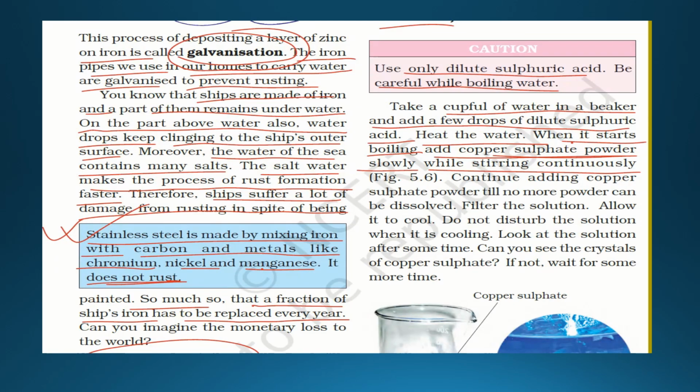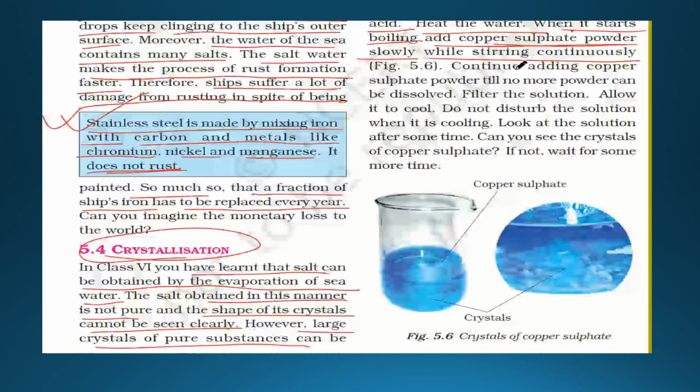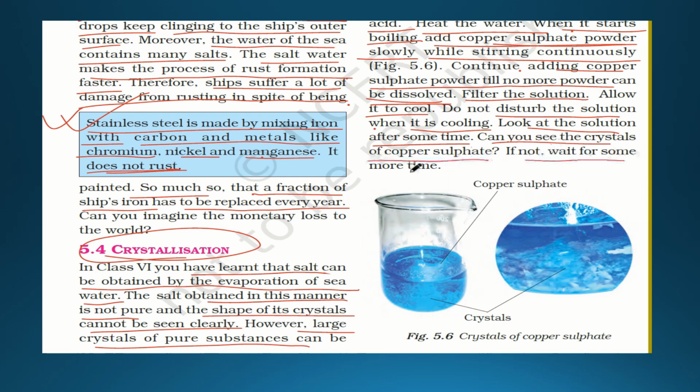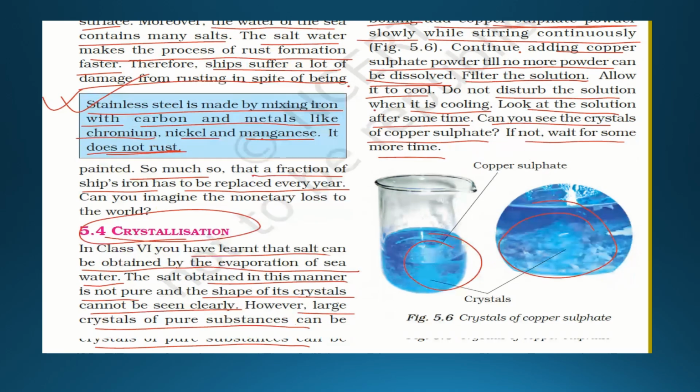So you have taken a cup full of water with a few drops of sulfuric acid, and then you add copper sulfate powder when the water starts boiling, and you constantly stir the solution, right? Now continue adding copper sulfate until no more powder dissolves in the water and acid solution. Filter the solution, allow it to cool, and do not disturb the solution while it is cooling. Look at this solution after some time. Can you see the crystals of copper sulfate? If not, wait for some more time. You can see the crystals of copper sulfate down in the solution, right?